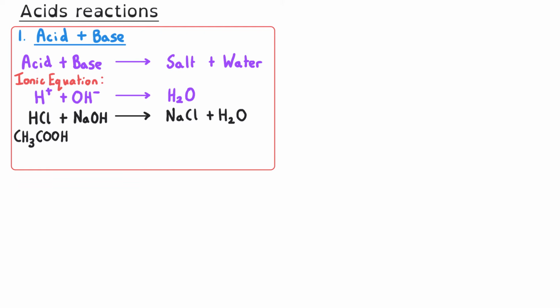And if we were to use a carboxylic acid for an example, you would have ethanoic acid perhaps reacting with potassium hydroxide, and this would turn into potassium ethanoate salt and, of course, water.